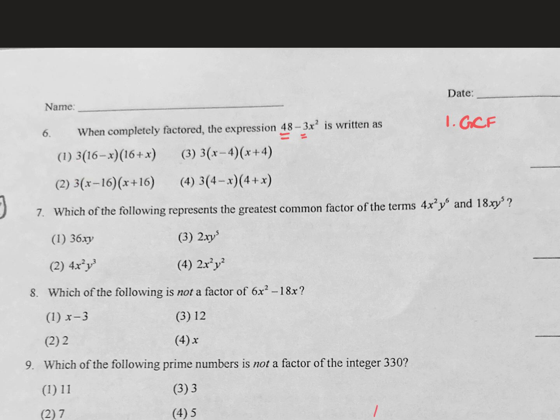When you do that, I take that 3 out, and so you divide this 48 by 3, and that's what goes inside your parentheses, because now 3 times 16 is that 48. And you do the same thing. You divide -3x squared by 3, and the 3 over 3 just cancels, so you get a negative x squared like that.